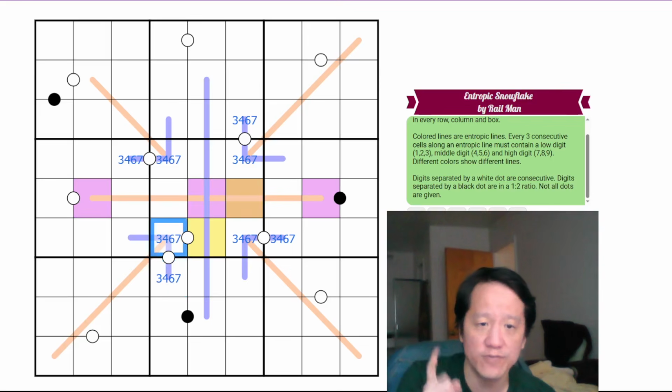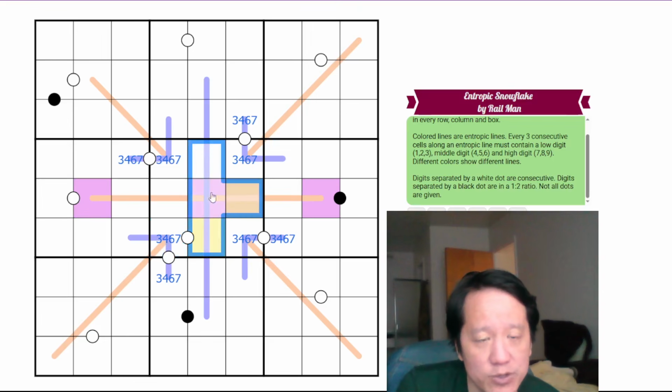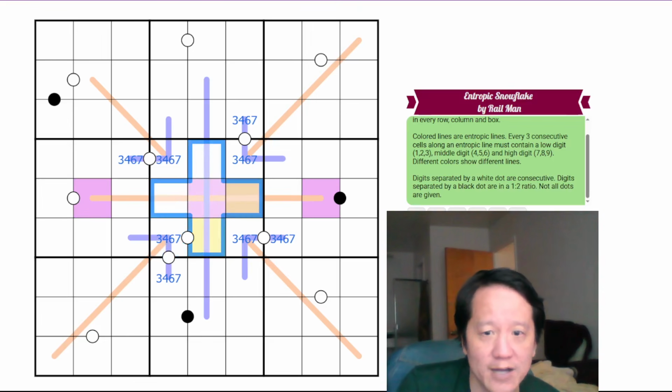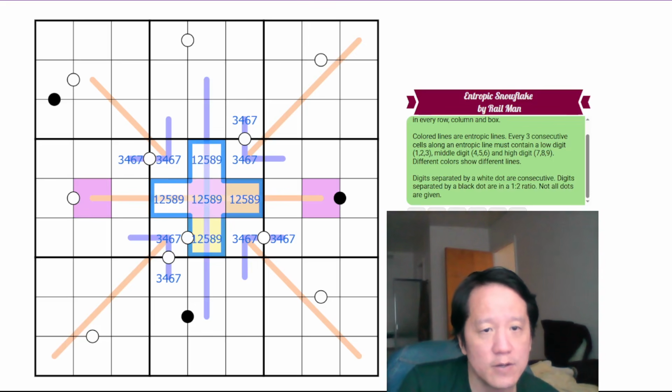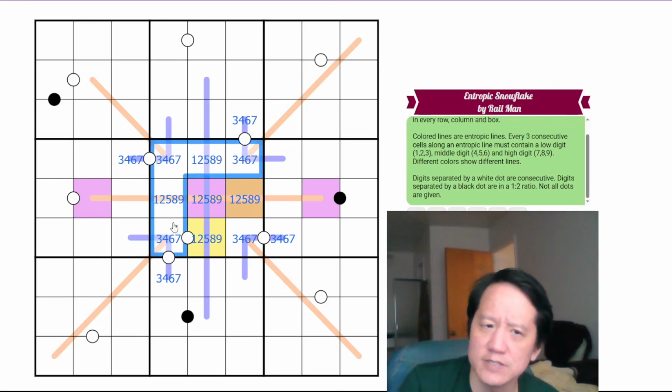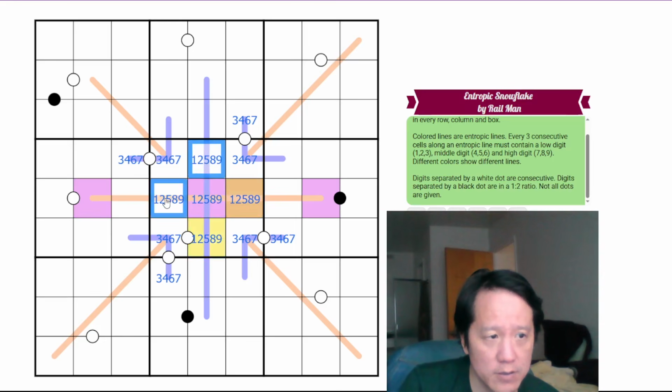That forms a 3, 4, 6, 7 quadruplet in the box, which means this cannot be 3, 4, 6, 7. So it has to be 1, 2, 5, 8, 9. But these digits cannot be pink. So therefore, where is 5?